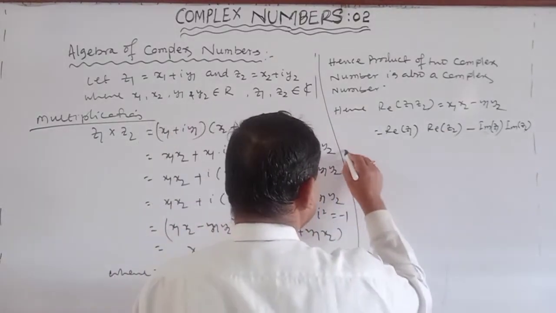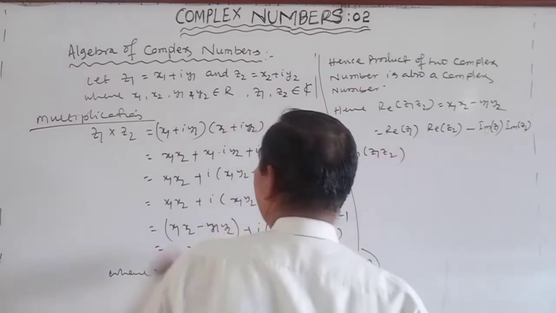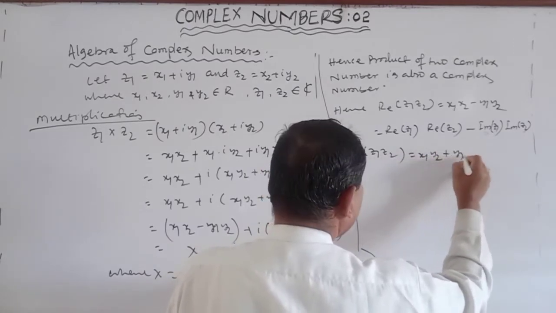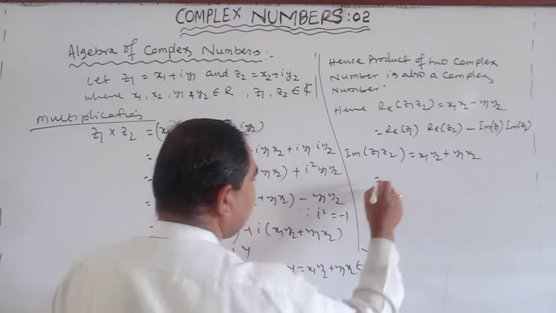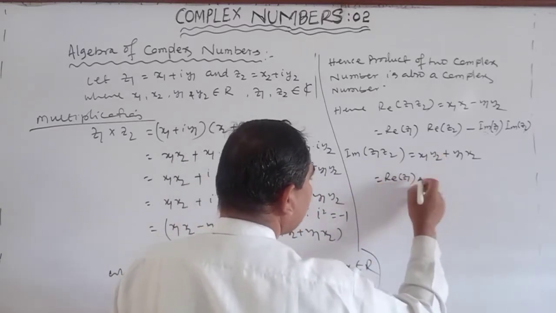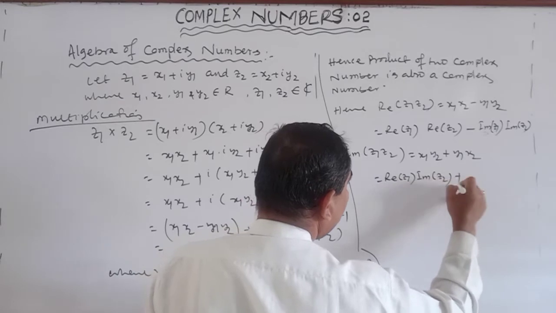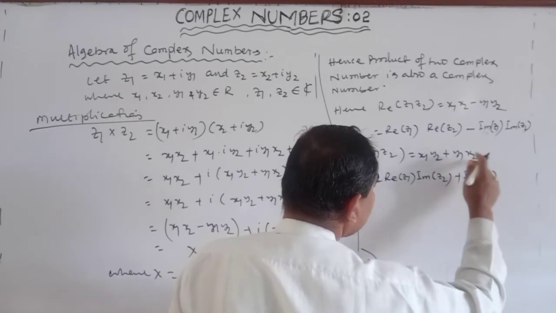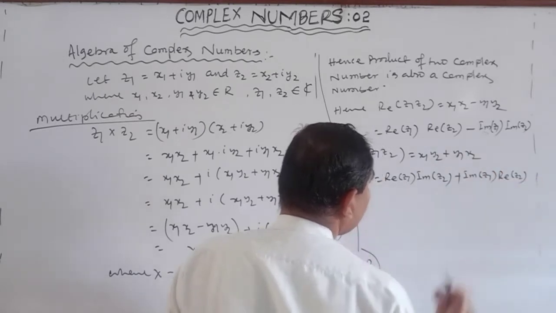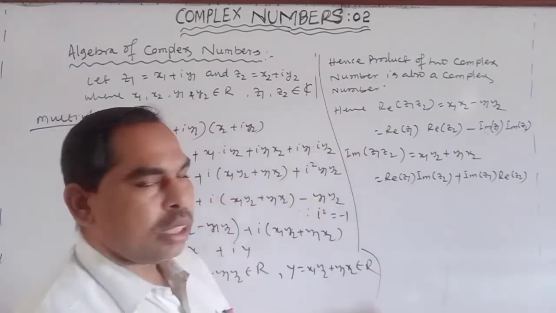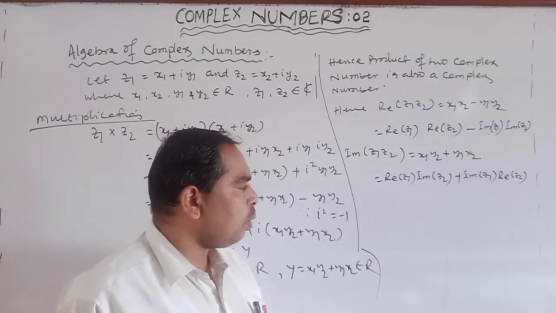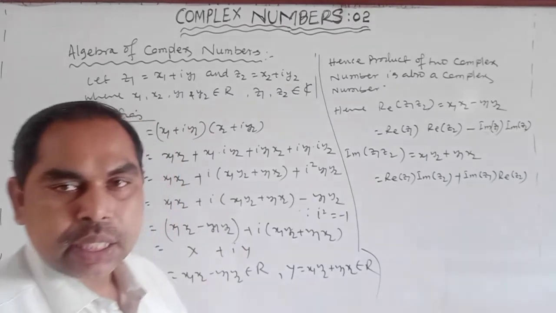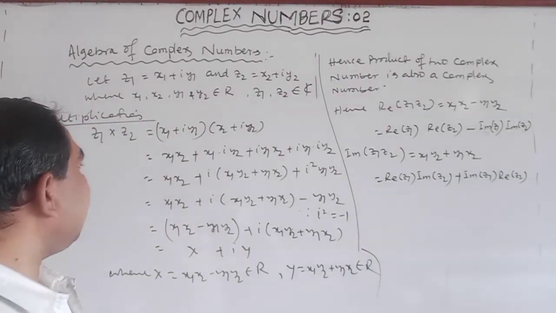Next, Im(Z1 Z2). Im(Z1 Z2) means what? x1 y2 plus y1 x2. So what is x1? Re Z1. What is y2? Im Z2, plus y1 Im Z1 into x2 Re Z2. So this is Im(Z1 Z2). That is, Im(Z1 Z2) is equal to Re Z1 into Im Z2 plus Re Z2 into Im Z1. Okay.